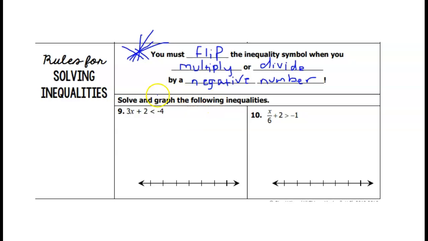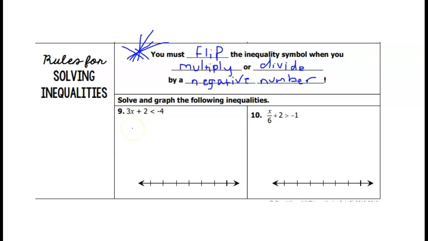Okay, so here we go. Solve and graph the following inequalities. We're just going to handle this, Xavier, no different than what we would handle our equations. We're going to use our inverse operation and isolate the x, get x by itself. Everything's exactly the same, Andrew. It's all the same.